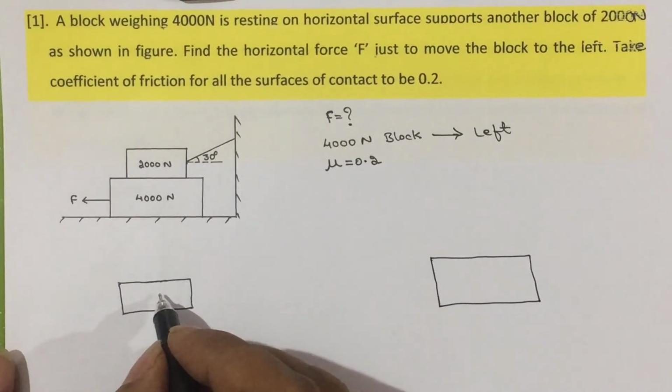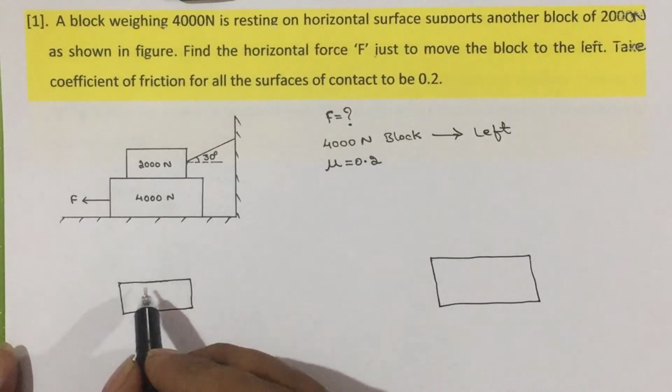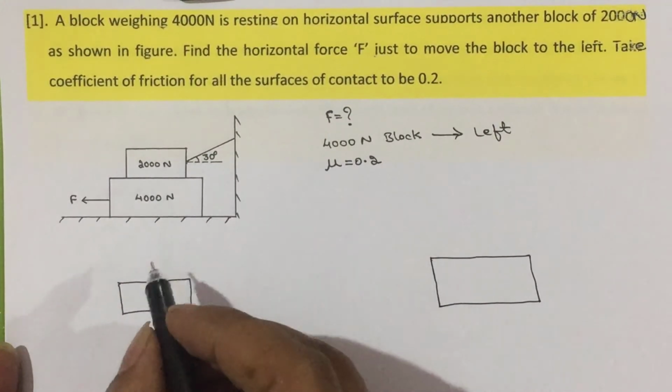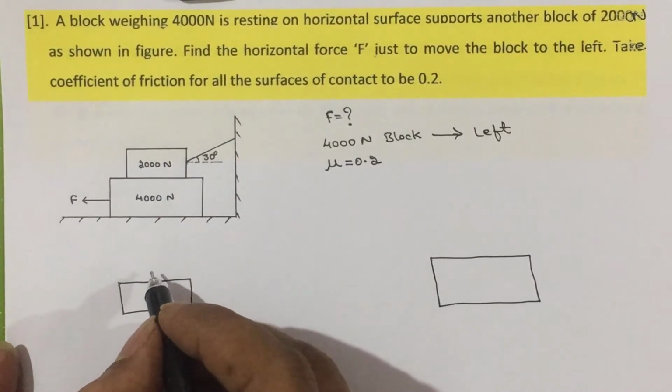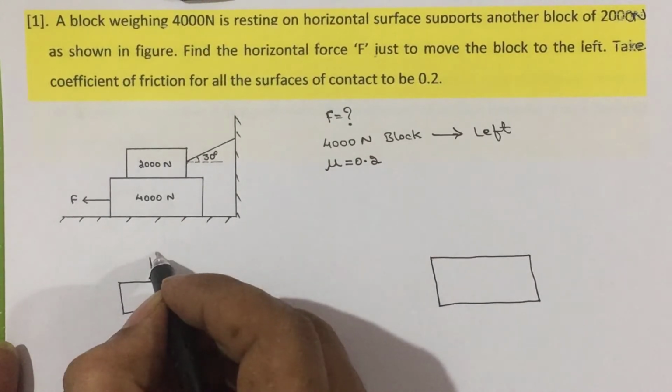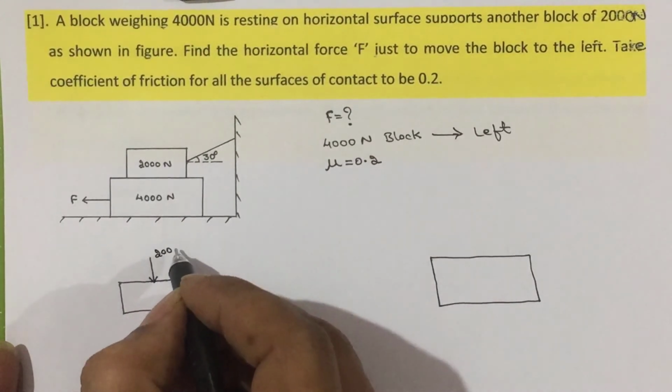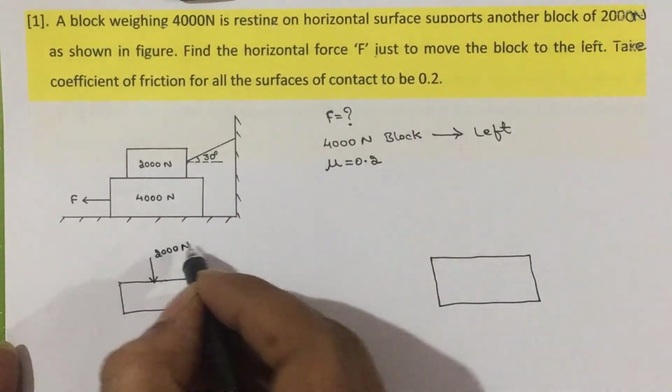Okay, this one is 2000. Now, once the block is drawn, first write the weight of the block. The weight of the block is 2000 Newton. Weight always acts vertically downwards. So, it is 2000 Newton.